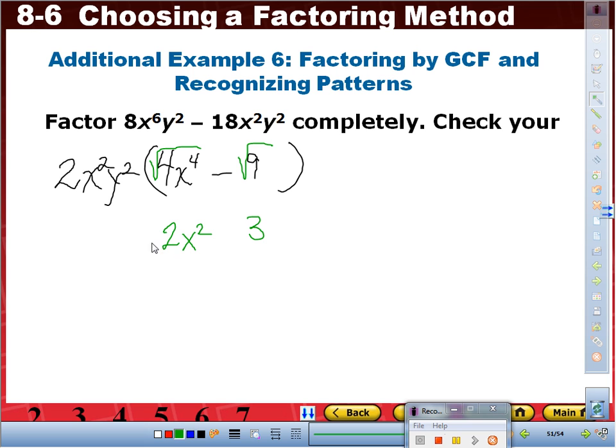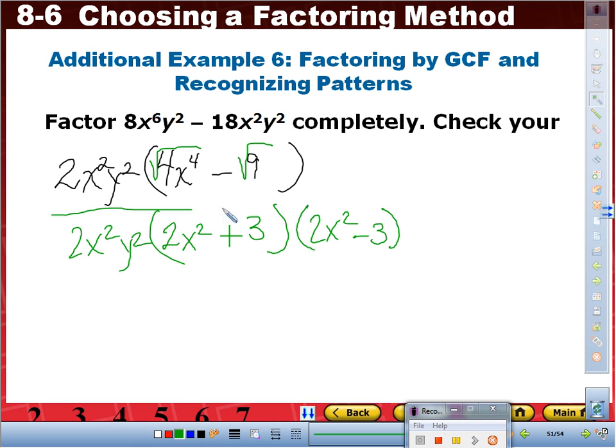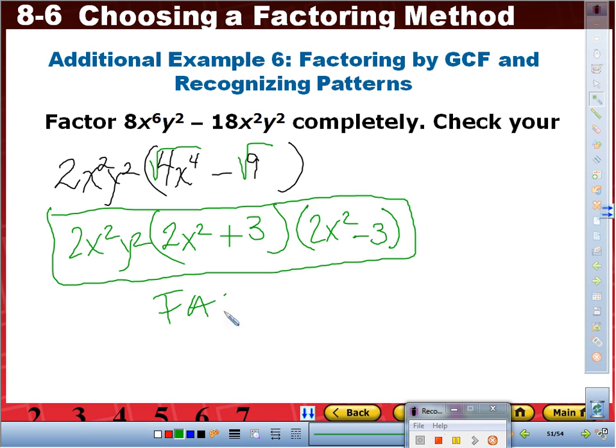So what are my factors? 2x squared plus 3 and 2x squared minus 3, because it's a difference of squares. Is that correct? And don't forget about the friend, 2x squared y squared, and now it's completely factored. Right, factored.